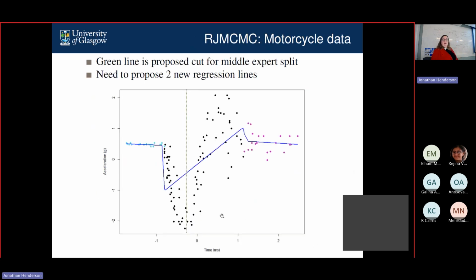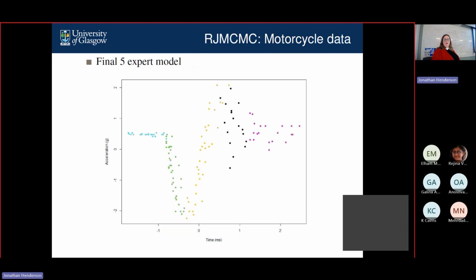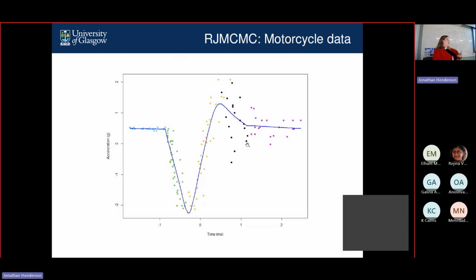So coming back to what we had in our last example, we have that nice proposal here, which was from this point here. And we are going to propose two new regression lines. And this is what it looks like based on that iteratively weighted least squares best estimate. So it looks pretty good. It's likely that this will be accepted. And I'm not going to go into the backward move. It's sort of an inverse of what we were doing before. And I only have so much time and you have only so much patience for equations. So we're going to stick with this. If we run this a while, we end up with a five expert model, which looks pretty good. So we have this initial stage, the pale blue, then the green, the orange, black, and purple. And the average HME prediction line looks plausible.